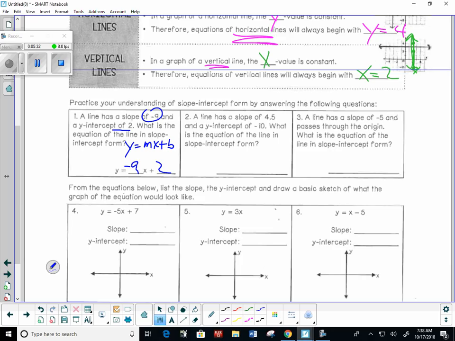Cool. The line has a slope of 4 5/10 and a y-intercept of -10.